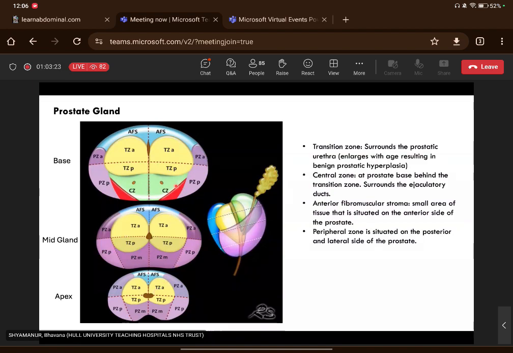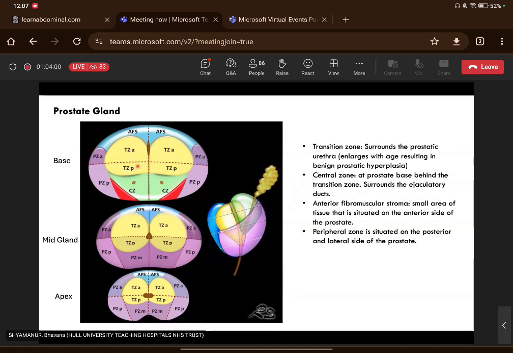And the anatomy at the base is probably the most complex, because you also have an additional zone, which is the central zone. And these brown circular structures here that you can see are the ejaculatory ducts that go through. And of course, the urethra is here, more anteriorly, passing through the transition zone. Also have the anterior fibromuscular stroma, and like its name, it is a fibromuscular stroma that runs through the anterior aspect of the prostate.